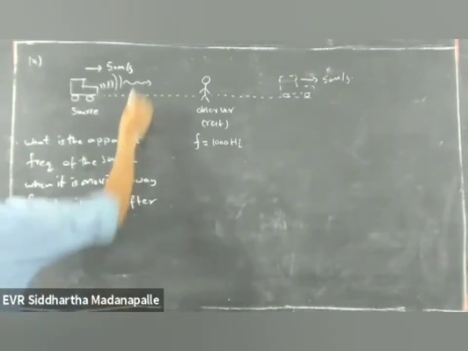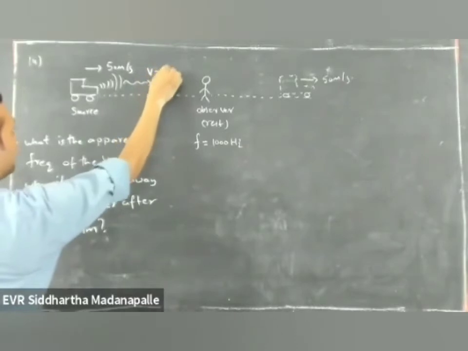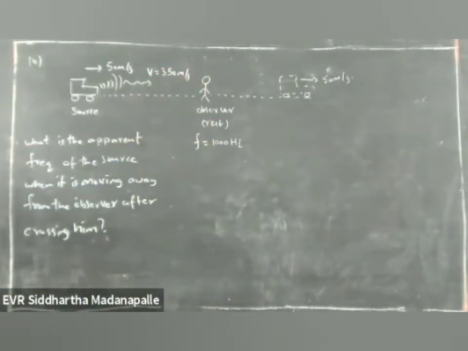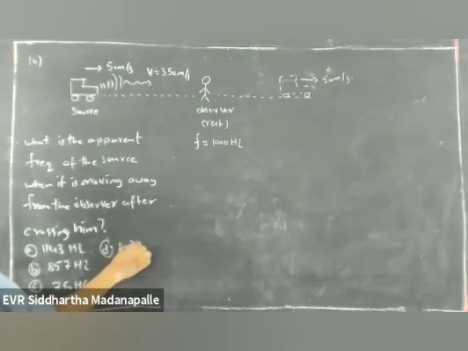Speed of the sound, let us consider it as 350 meters per second. And here the options are 1143 hertz, 857 hertz, option C 750 hertz, and option D 807 hertz.